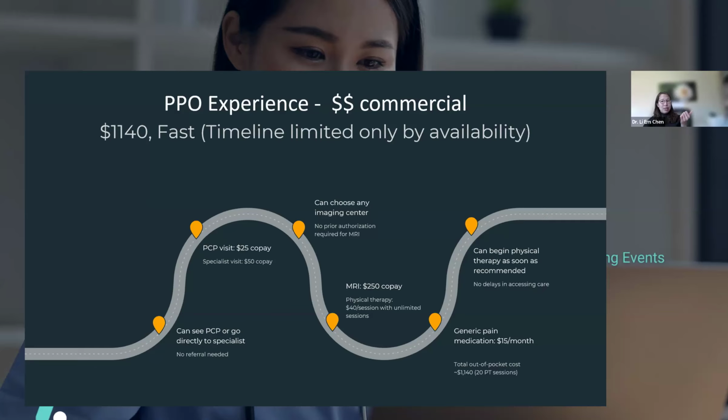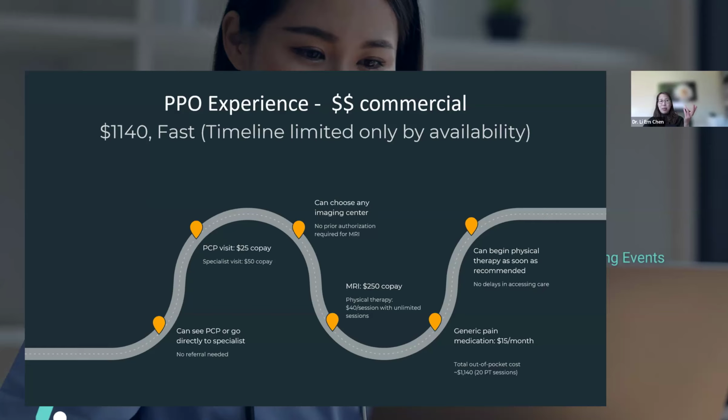You can choose any imaging center to get your MRI, and you choose the one that's got no wait list, right? You get the MRI, it's going to cost you a little bit more than the HMO plan. So in this case, we'll say it was a $250 copay for the MRI. The orthopedic surgeon looks at the MRI and says, you need to go to PT.